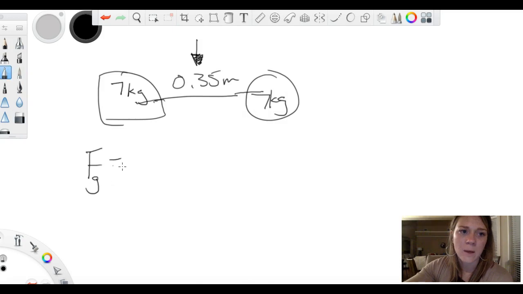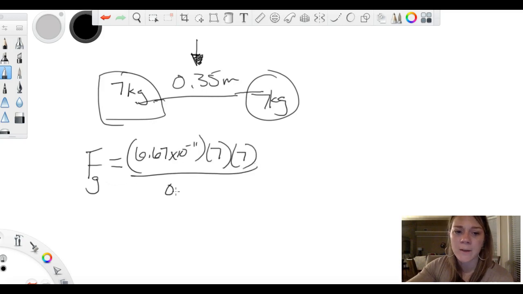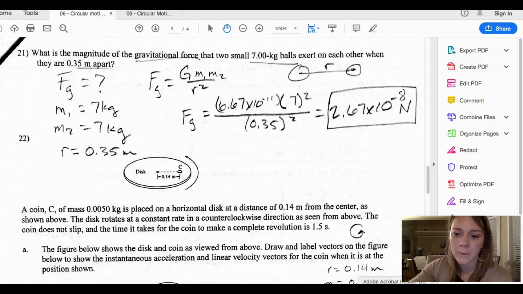The force of gravity is going to be equal to big G, which is 6.7 times 10 to the negative 11, times mass 1, which is 7, mass 2, which is also 7, and 0.35 squared. And then I solve for F of g. If we go back to my key, you can see that F of g comes out to be 2.67 times 10 to the negative 8.